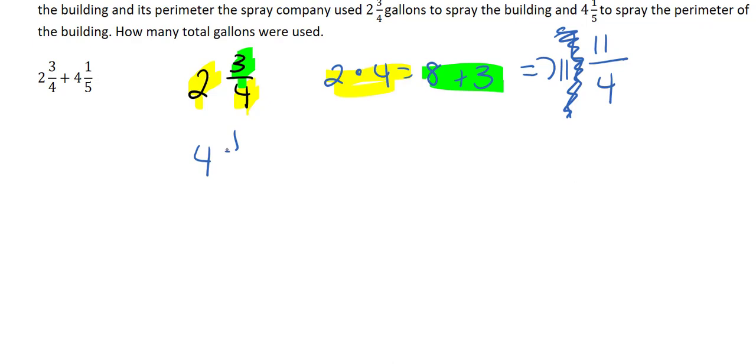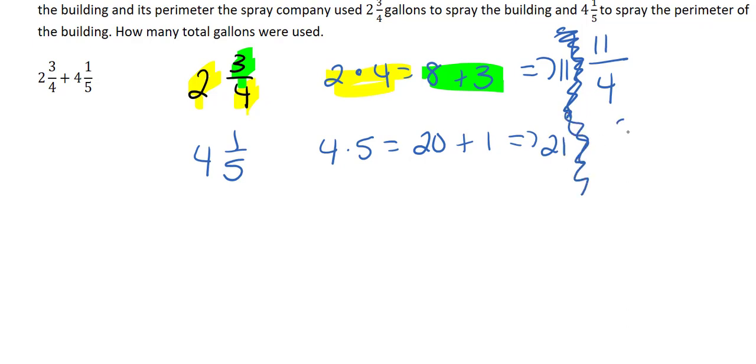Now we have 4 1/5. Well, 4 times 5, that's 20. And then we go ahead and add 1. So what does that become? That becomes 21. So we have 21 over 5. So we have 11 fourths plus 21 over 5.